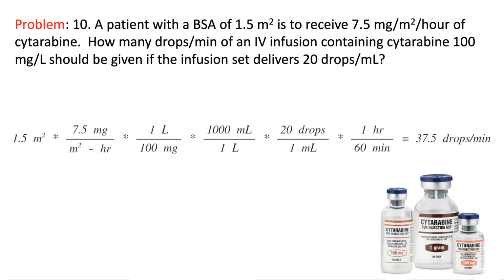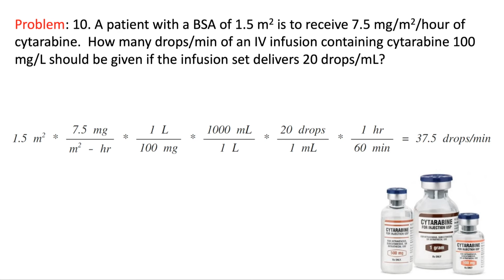So again, the dose in this case is body surface area based. So let's start with this patient's body surface area of 1.5 meters squared. We'll then multiply that by the fact that the dosing is 7.5 milligrams per meter squared per hour. All right, so we've got to keep those in mind because when we multiply that, then our units of meter squared cancel and we're in milligrams per hour. But in the end, we want drops per minute. So we've got some unit conversions to continue to do.